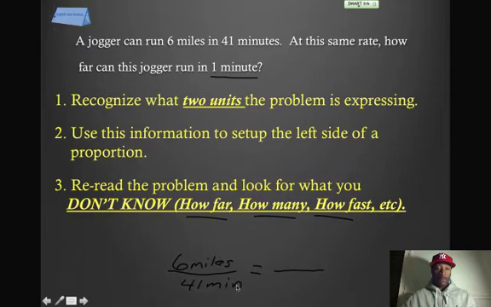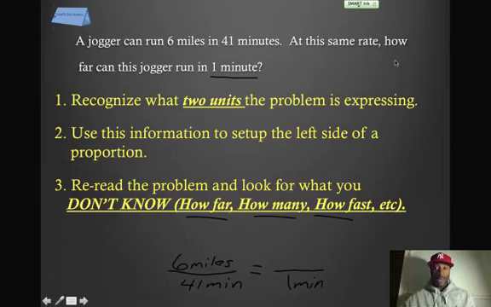My minutes are on the bottom on the left, so on my right side I'm going to keep minutes on the bottom. In 41 minutes, the jogger can run 6 miles. They want to know in 1 minute how far, which is miles, the jogger can run. I don't know this yet.